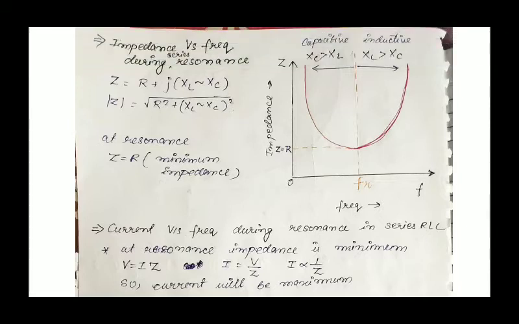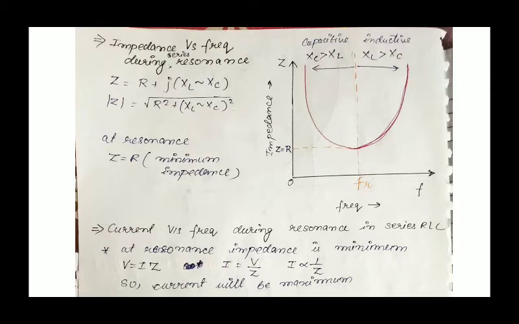What is happening at resonance? At resonance, Z is equal to R because XL and XC cancel out each other. So if we plot the impedance versus frequency graph, we will get a parabola-like curve, and at the resonant frequency the impedance is minimum, that is Z equals R.